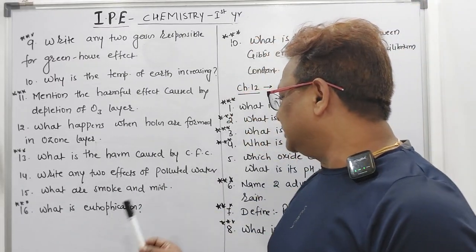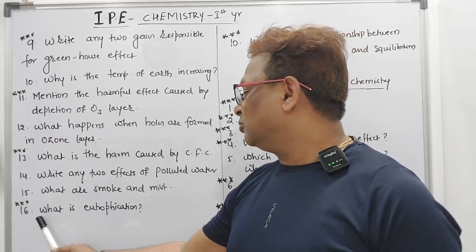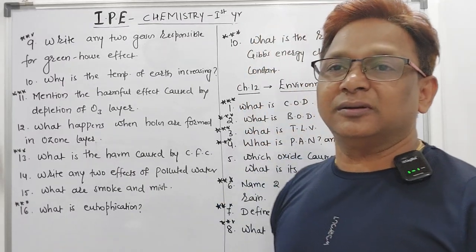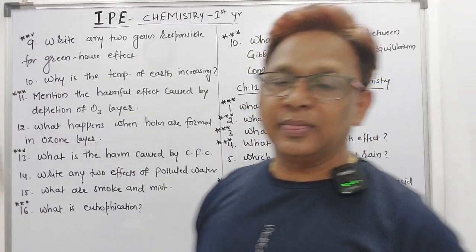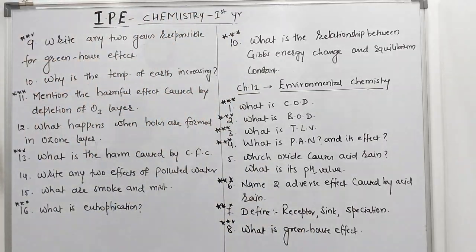Write any 2 effects of polluted water. What are smoke and mist? Mist. What is eutrophication? 3 star question from environmental chemistry. Take a screenshot of this.